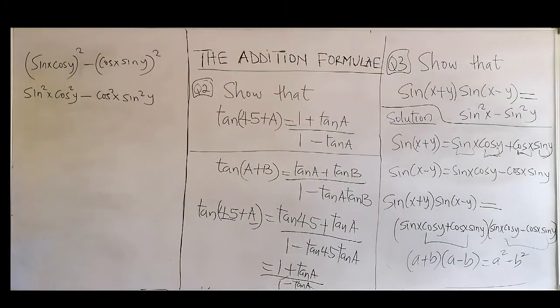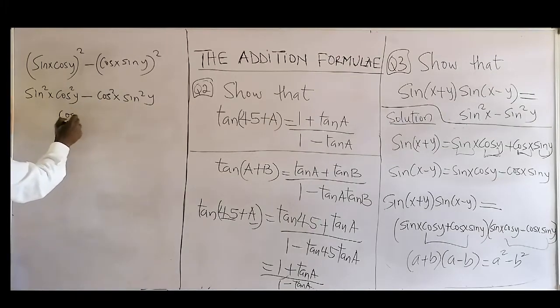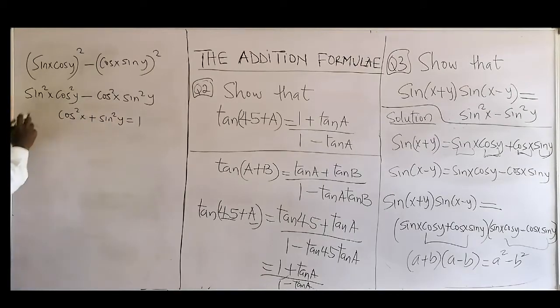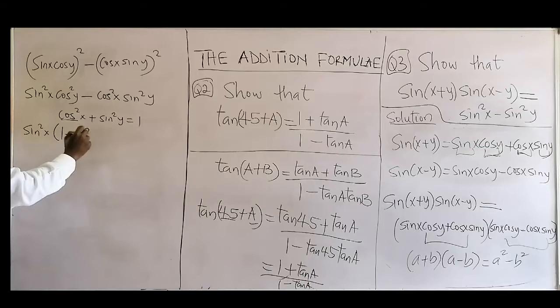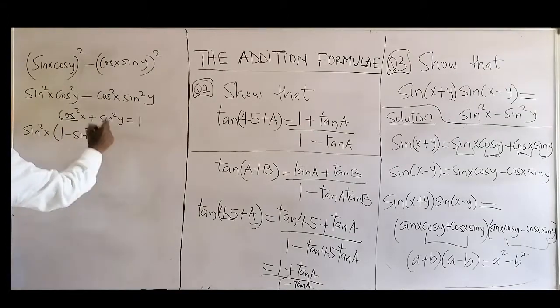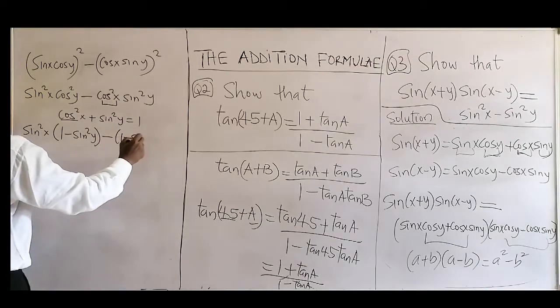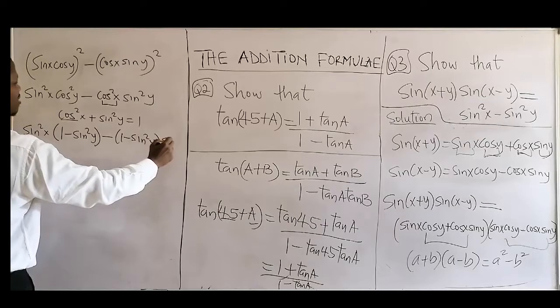So what we do now, if you see the question, you realize that they are all in sine. Okay. But in this expression, we're having cos there, we're having cos there. So we're going to use this from here, cos squared x plus sine squared x equals 1. So this one is going to be sine squared x into brackets cos squared. Make cos here the subject. So that equals, if you make cos here the subject, you have 1 minus sine squared y. And then minus. Here also, cos squared is what? 1 minus sine squared y into bracket sine squared y.